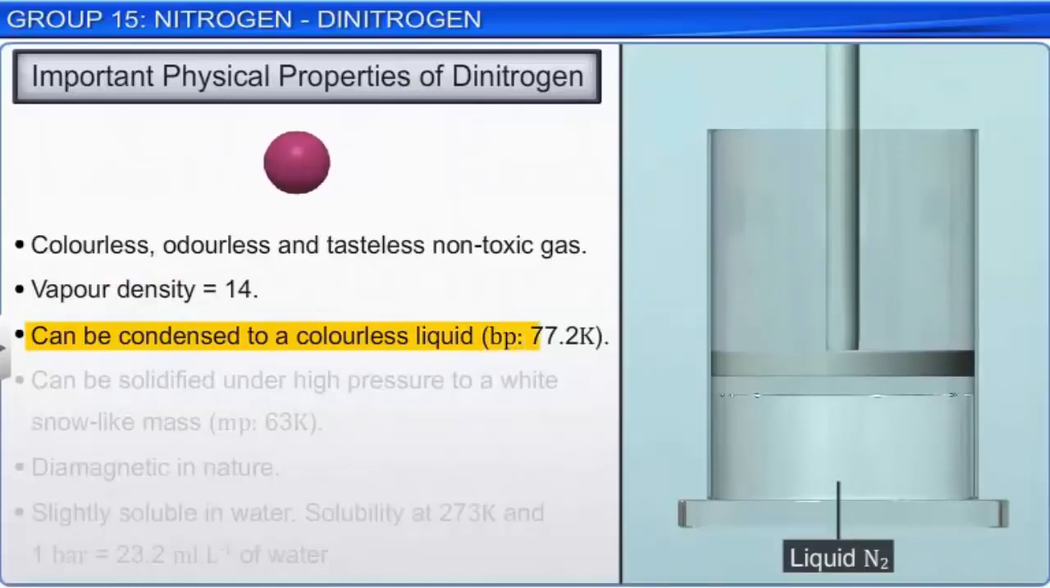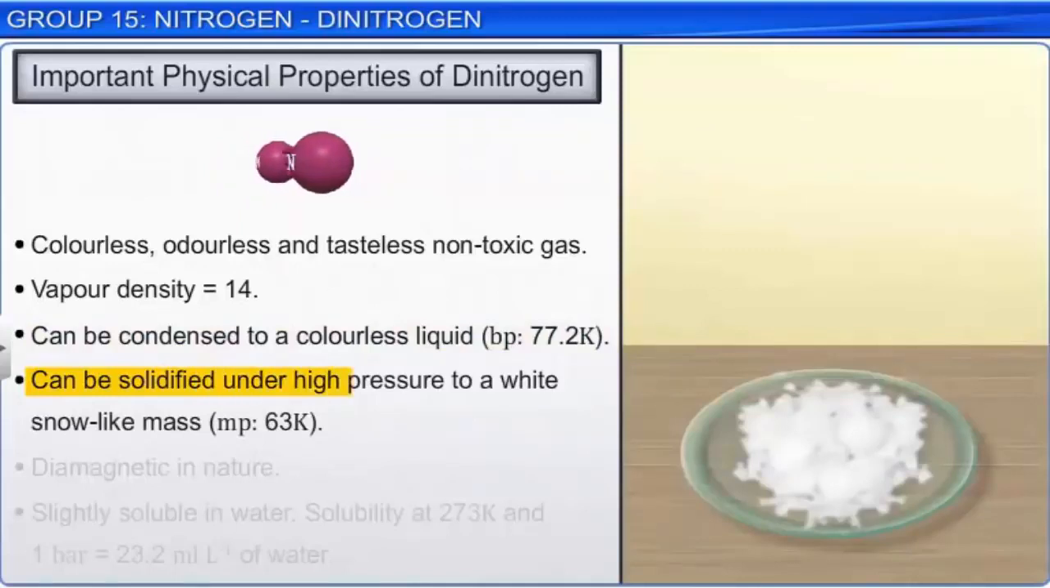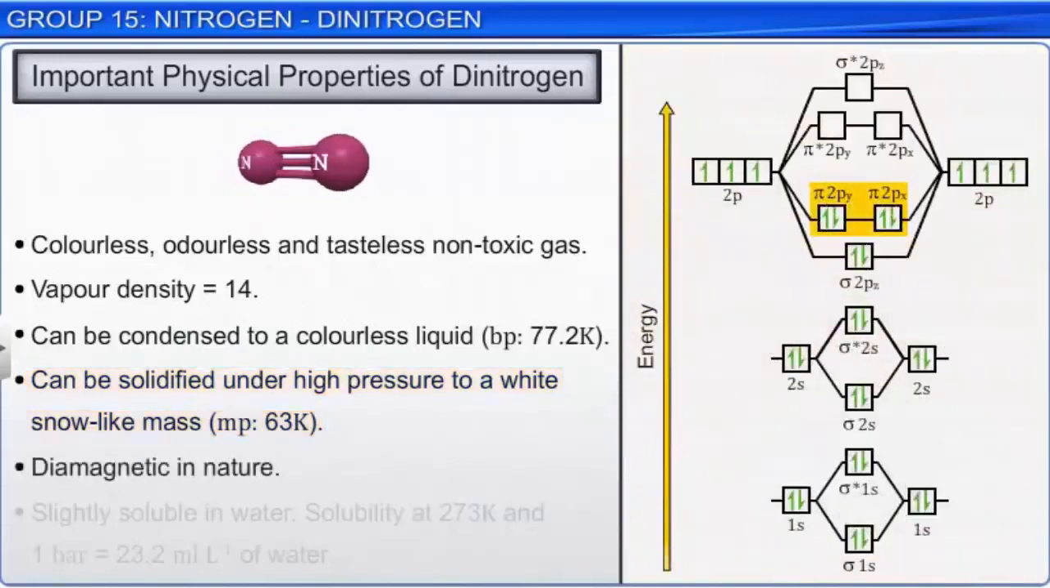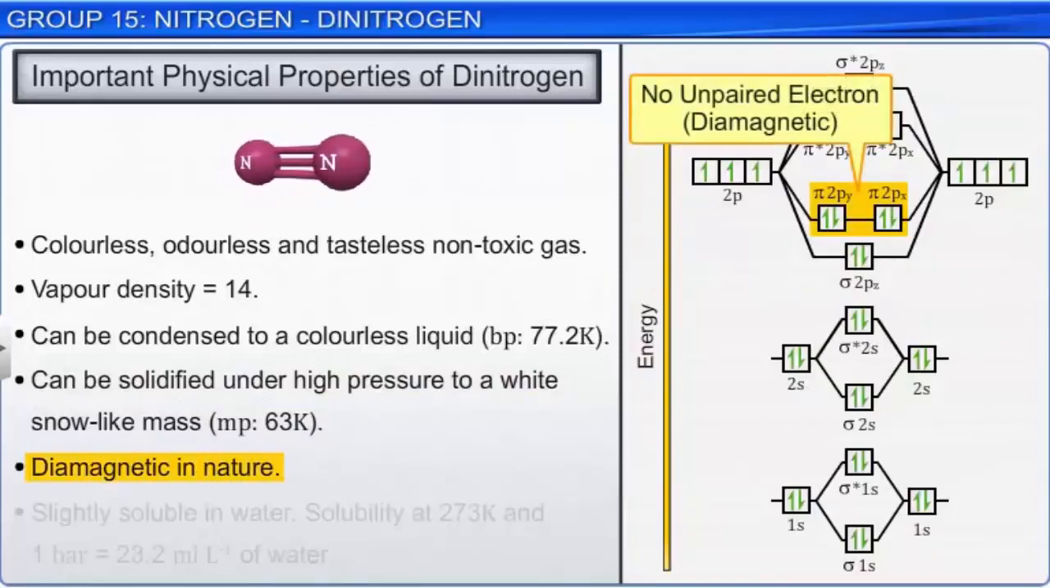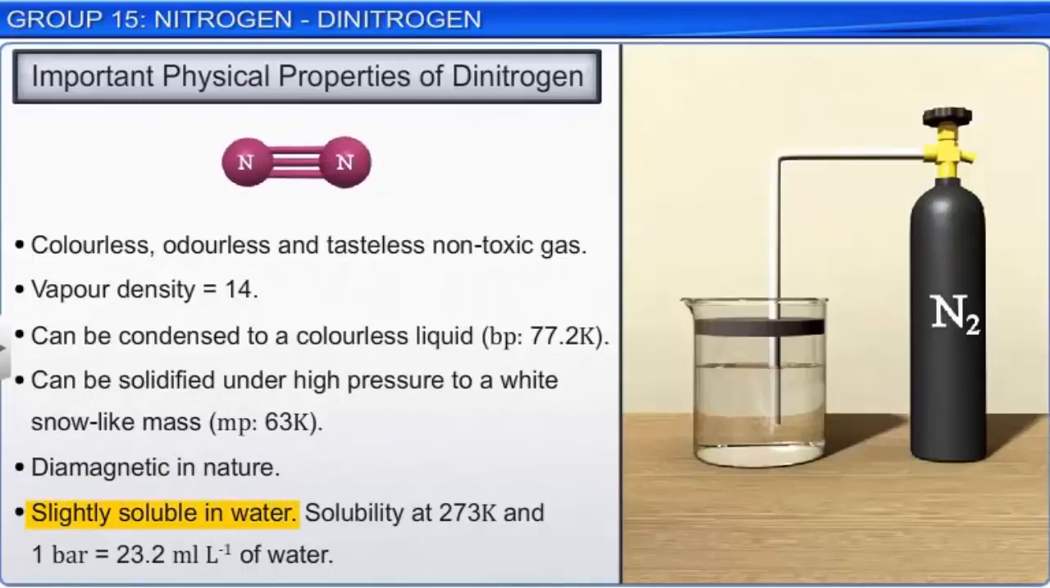that boils at 77.2 Kelvin and can be solidified under high pressure to a white snow-like mass that melts at 63 Kelvin. It is diamagnetic in nature. It is slightly soluble in water. The solubility of dinitrogen at 273 Kelvin and 1 bar pressure is found to be 23.2 milliliter per 1 liter of water.